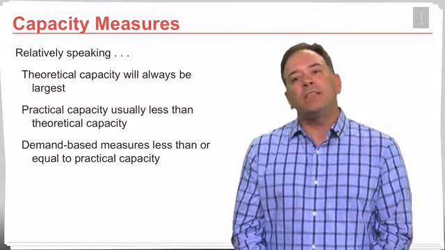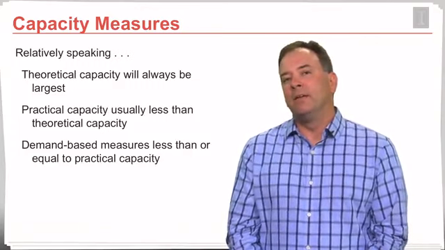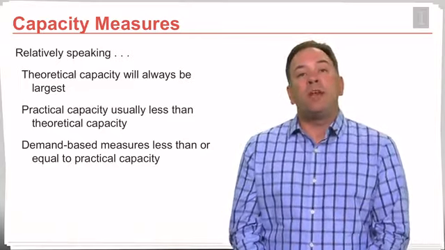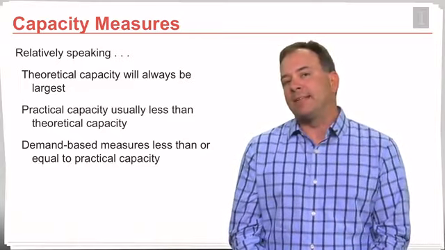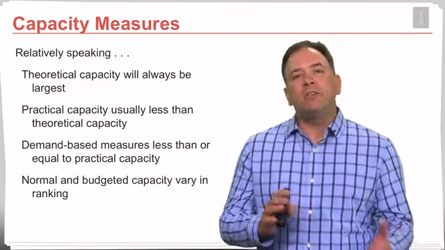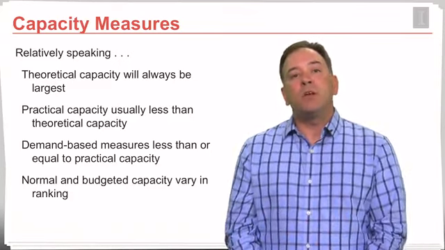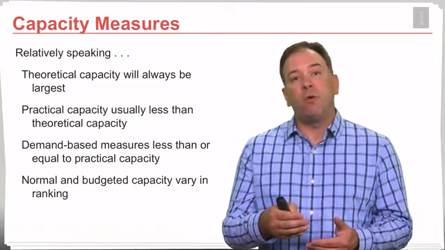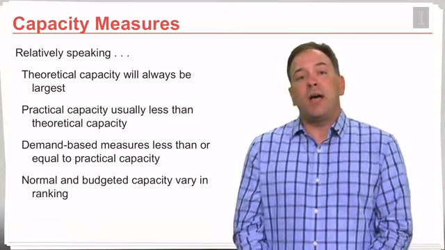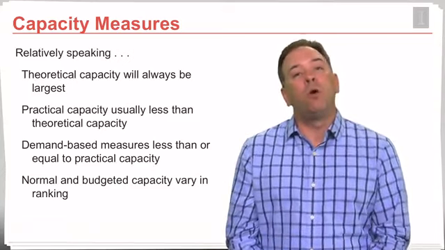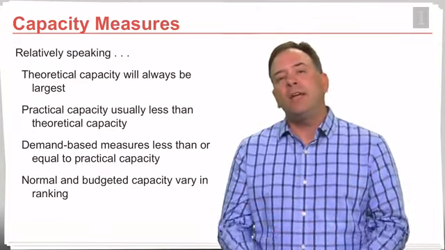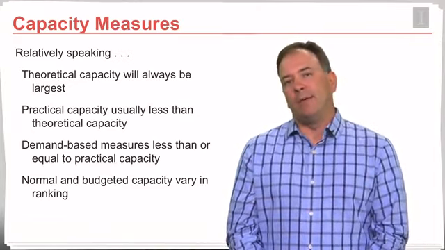Demand-based measures are less than or equal to practical capacity. Even though the demand might be greater, we can't supply any more than what we have in terms of our practical capacity. And then, of course, normal and budgeted capacity vary in terms of their ranking. Sometimes a specific time period that we've budgeted for is less than that average normal capacity that's demanded. And sometimes a specific time period is more than what average is. So normal and budgeted might reverse in terms of ranking depending on the specific scenario.